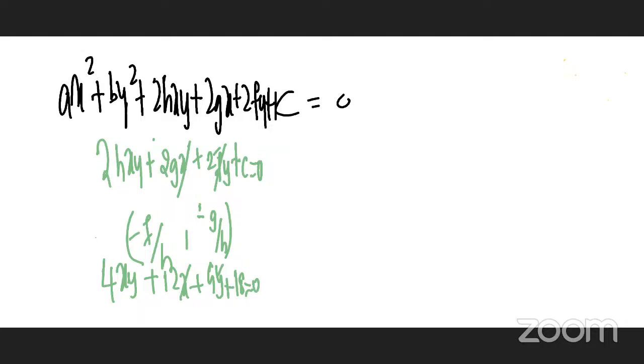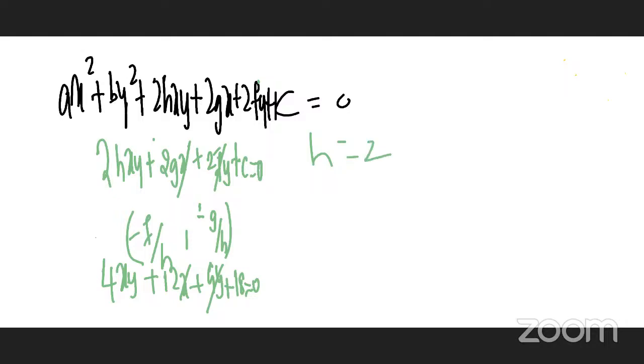Then they'll be asking, in order to delete the first order terms of this equation, where shall we need to shift the origin? We have to shift the origin to (-f/h, -g/h). So we'll find the f and g values here and find out where it has to be shifted. Here the h value is equal to 2.